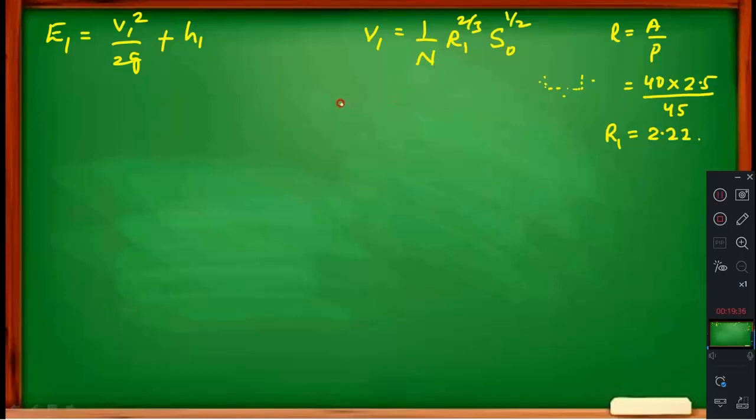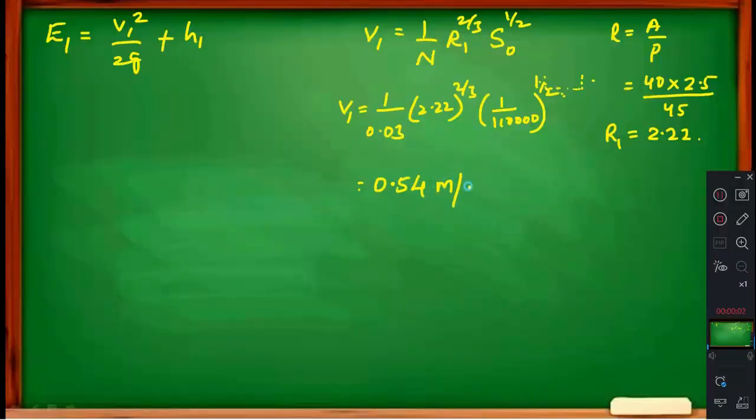Now what is required? Nothing, just substitute. V1 is equal to 1 divided by 0.03 into 2.22 raised to 2 by 3 into S, which is 1 by 11,000, raised to 1 by 2. What is the answer? Check it. It is 0.54 meter per second. I got V1.